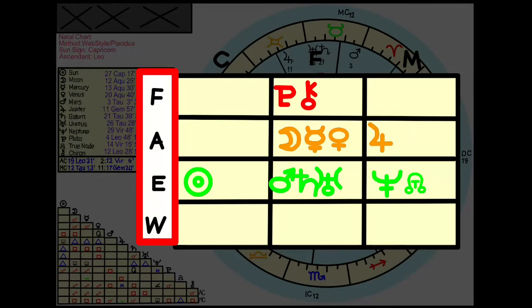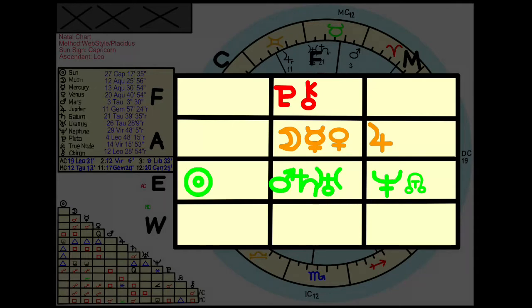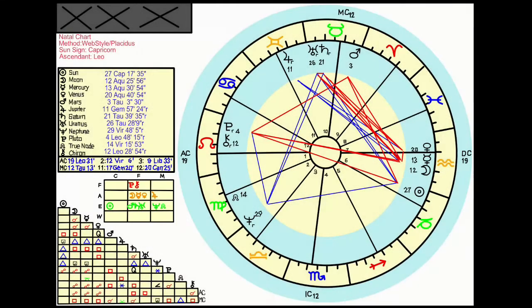Anyway, on the left side of the box, you see the elements, which are fire, air, earth, and water. And on top of the box, you see the qualities, which are cardinal, fixed, and mutable. All the planets from the chart are presented on this graph to show the attributes that they share.